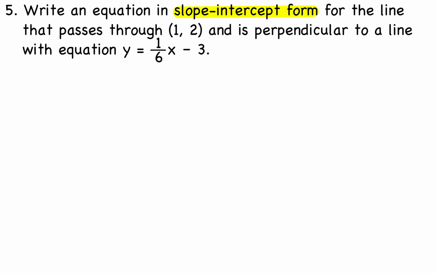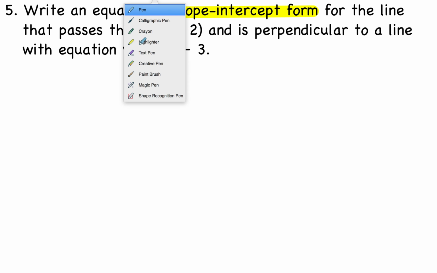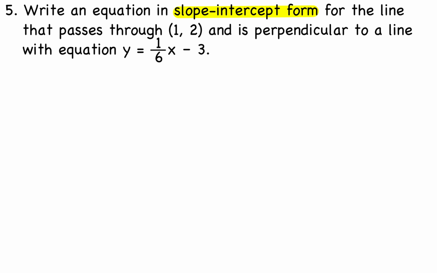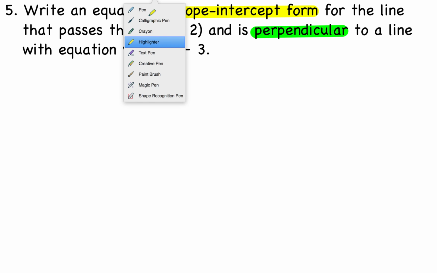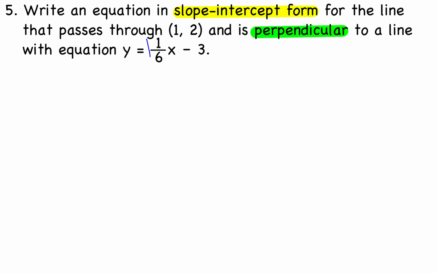Number 5 says, write an equation in slope-intercept form again for the line that passes through the point, perpendicular again. So pay attention to what we're looking for. It's perpendicular to the line with the given equation. So this one has a slope of 1/6. If it's perpendicular, the perpendicular slope must be the opposite, which is negative, and the reciprocal is 6. So we're going to have y equals negative 6x plus or minus something. We have to figure out what b is.